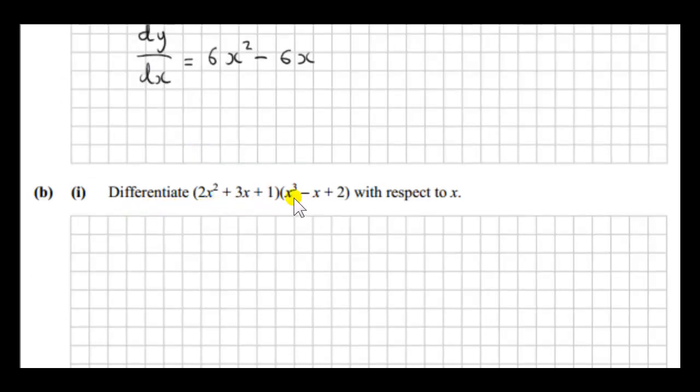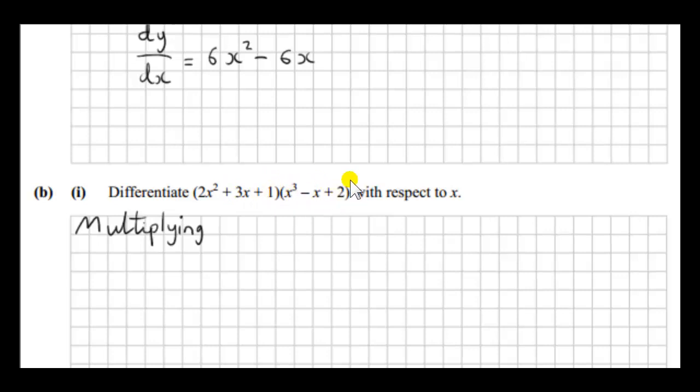Now we can do the next question by multiplying out this expression here and gathering up all the terms, and then we can differentiate term by term, or we can apply the product rule. So I'll do it both ways. Okay, so I'm going to multiply this out. We can do that because neither of these brackets are raised to a power.